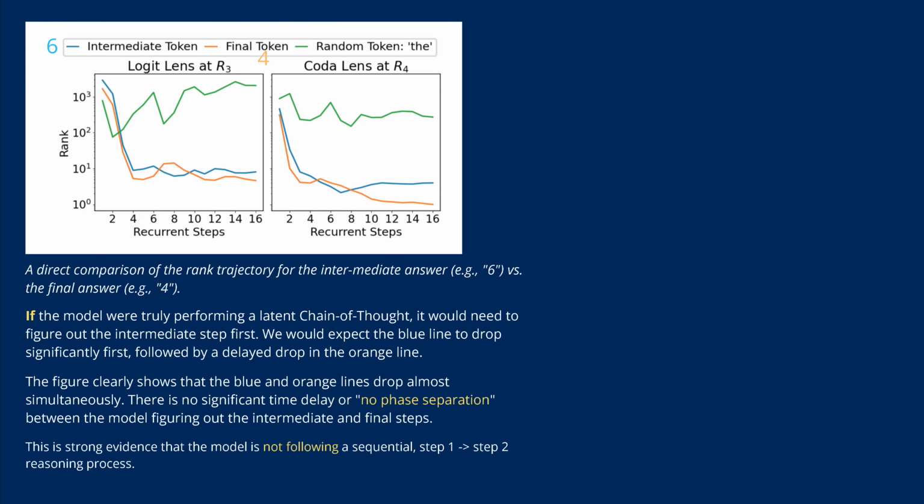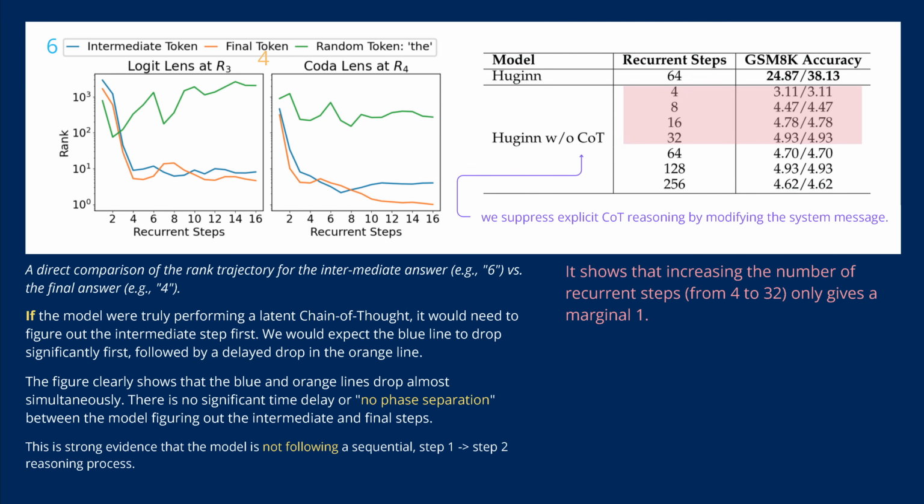So unfortunately, those are strong evidence that the model is not following a sequential step 1, step 2 reasoning process at all. We don't see it if we look inside the vector representation, inside the dynamics. Right next to it, we have what happened if we increase the number of the recurrent steps.